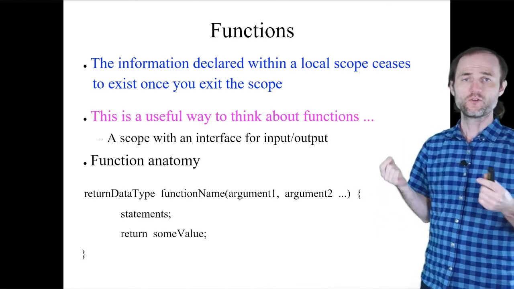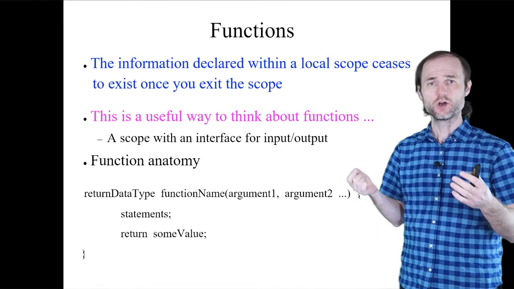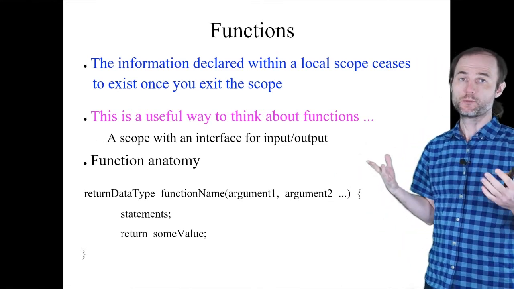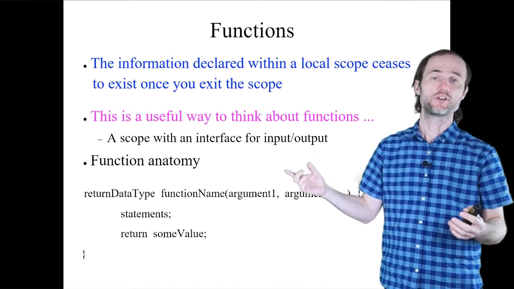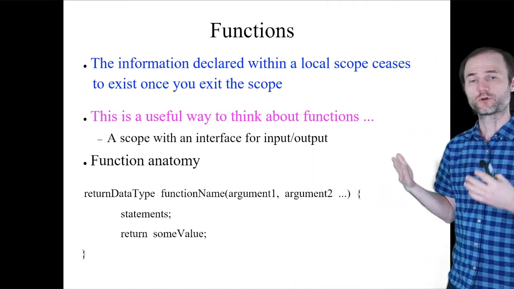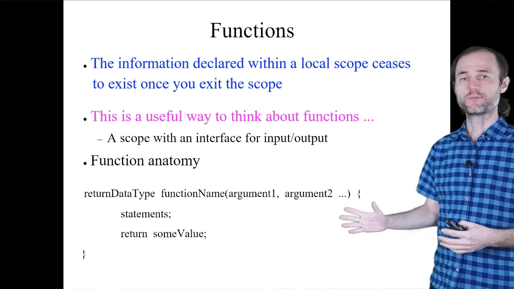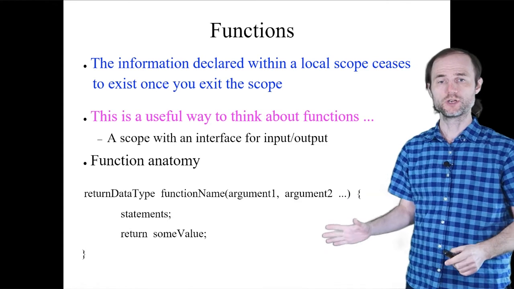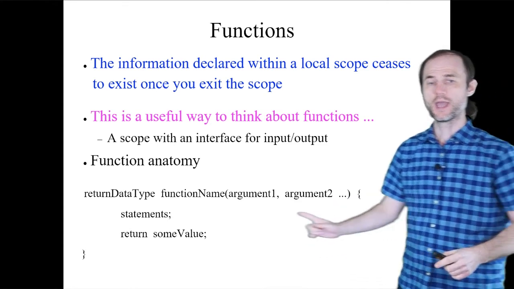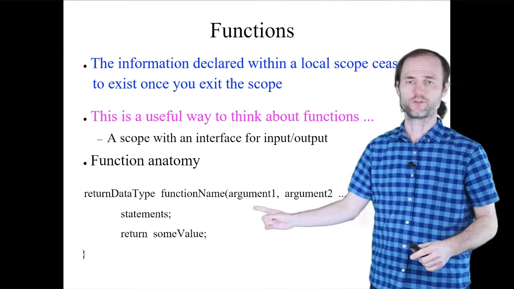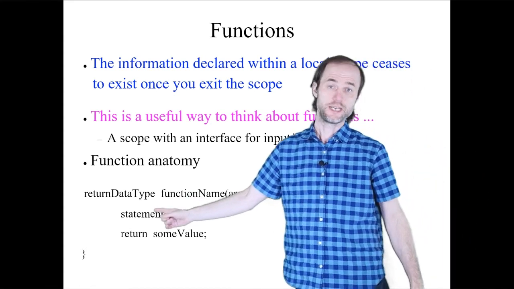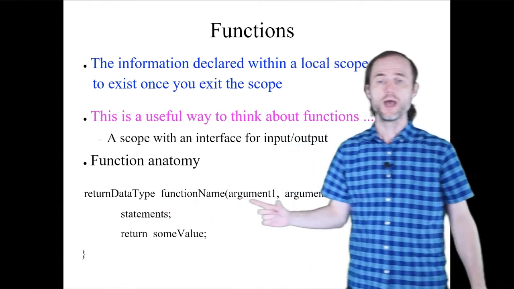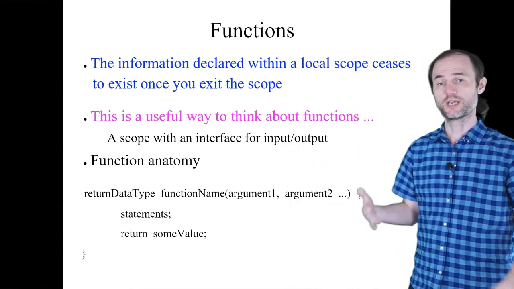And you can think of a function as basically a local scope, but with extra perks, like an interface for input and an interface for output. So here is a function anatomy that encapsulates that. A function is a scope between these two curly braces which define the function body, and the declaration line of the function consists of the return data type, which could be void if the function returns nothing, the function name, and the list of arguments alongside their types.